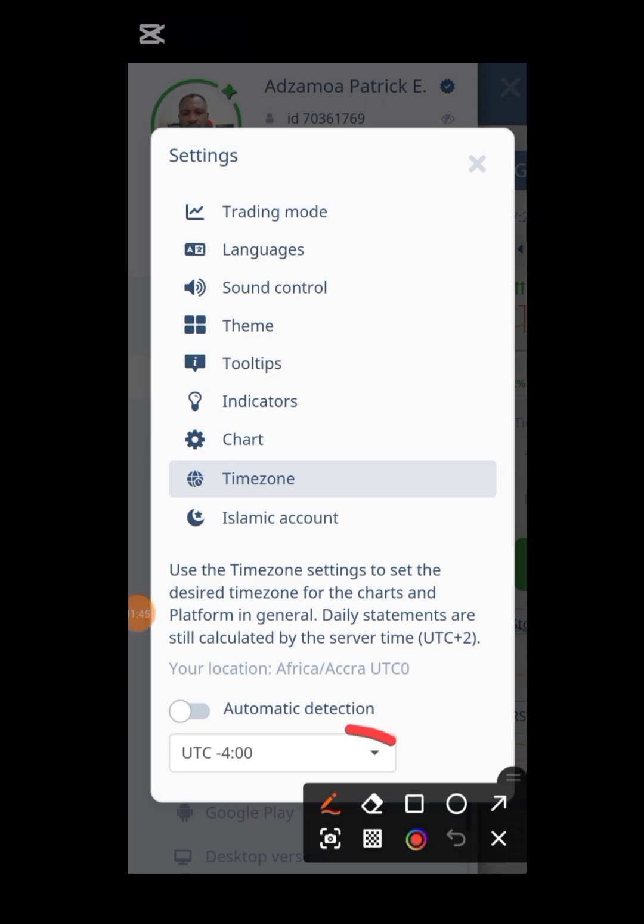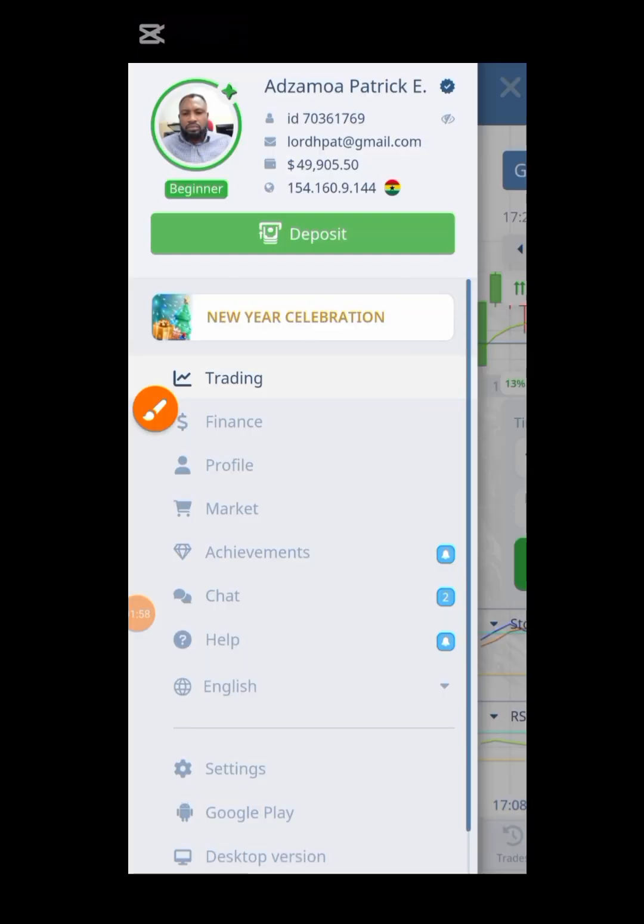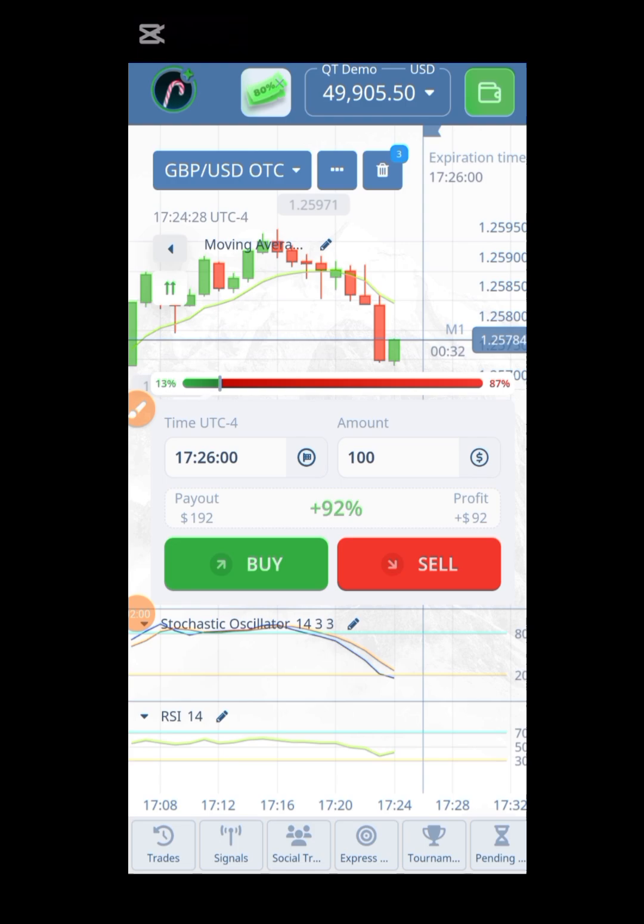So when you come here, you make sure you select -4 UTC. It is very important for you to be able to succeed in trading, whether you go on real or even trading on a demo account. Now, having done that, that's the first part.